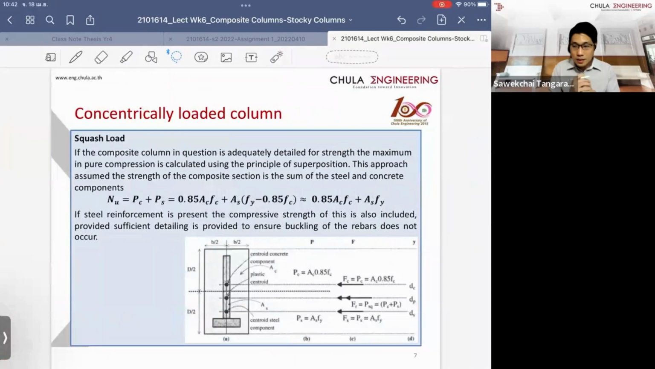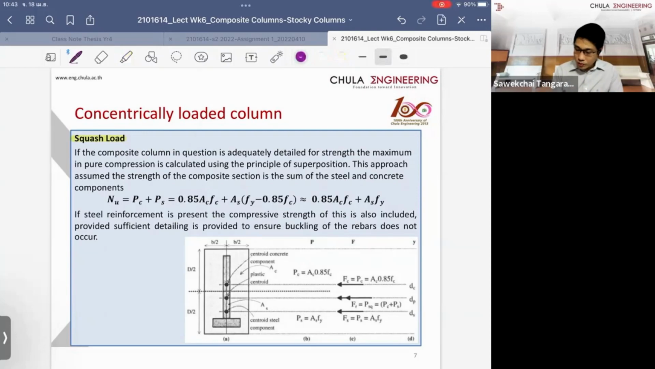When we're looking at the design of the columns, first of all, we start by looking at what is called the capacity of the squash load. The squash load means the full section taking the full compressive stress, the uniform compressive stress. So we call them squash columns.